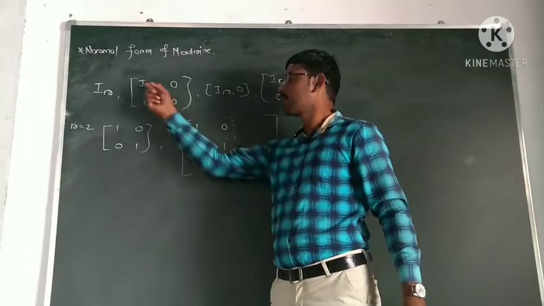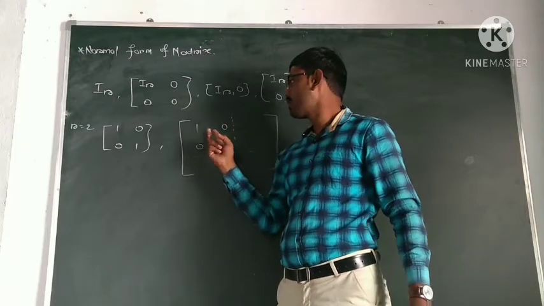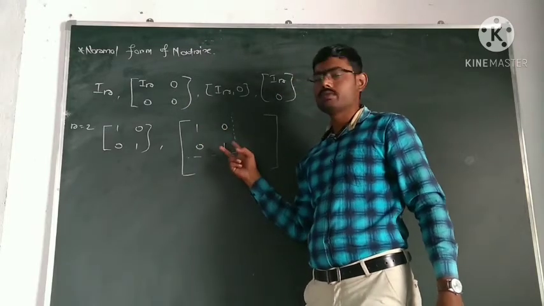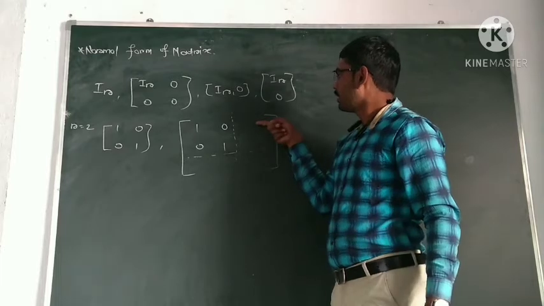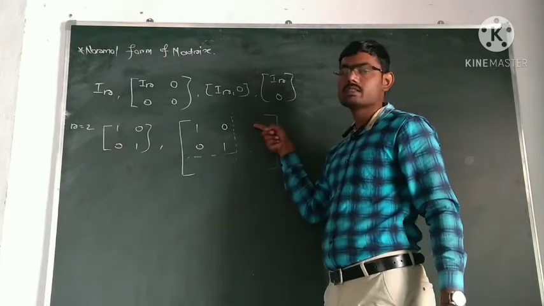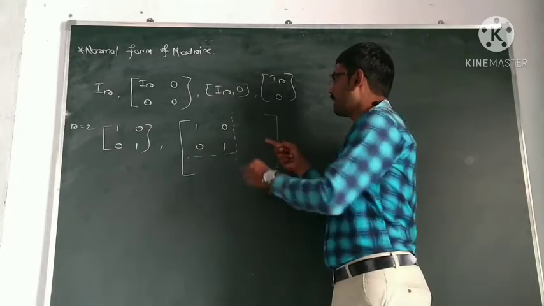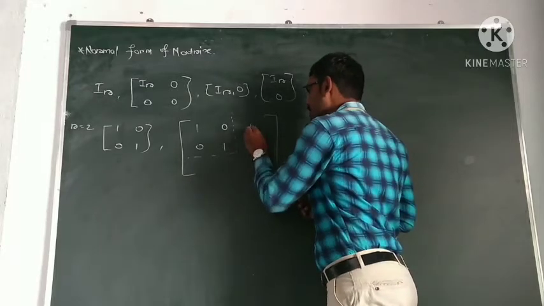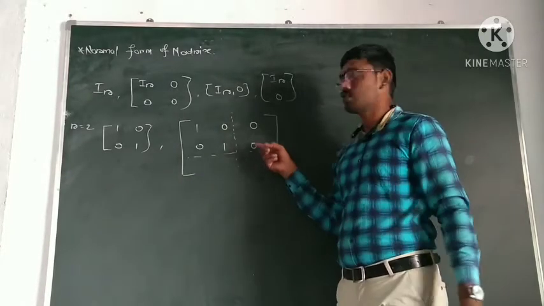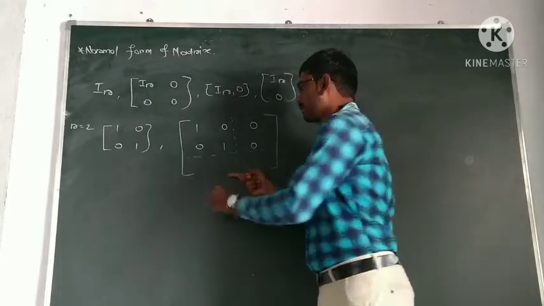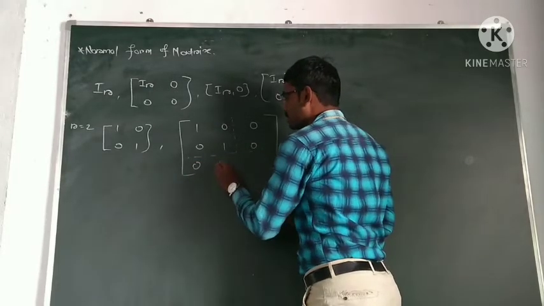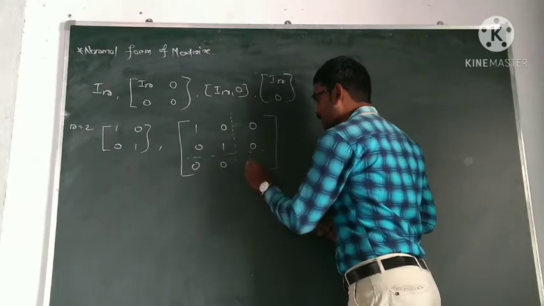Here I_r is I2. Here we are taking r equal to 2. This becomes 1, 0, 0, 1. Now here we cannot write only a single zero. So maintain the order of the matrix. So we have to write at least 2 zeros like this. Again here we can write a single zero. We can write these 2 zeros. Here we can write a single zero.